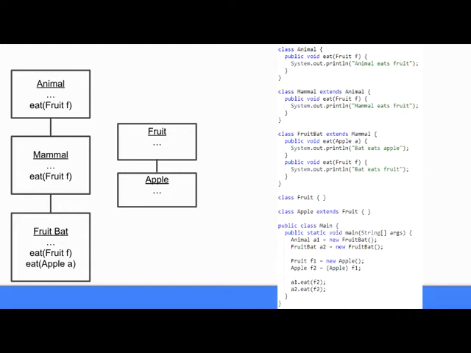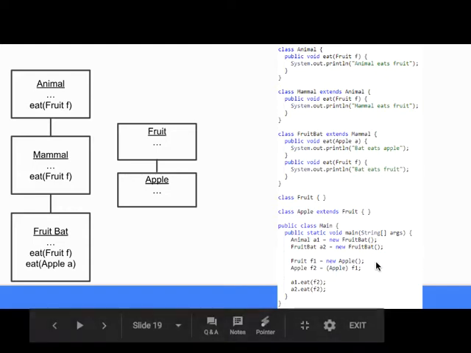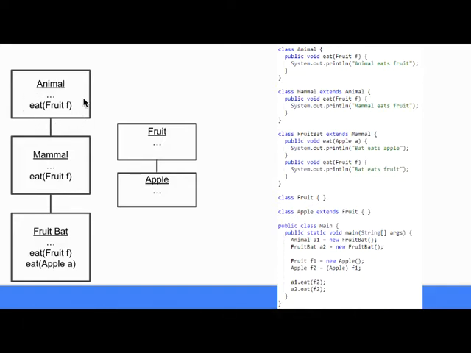All right, guys, let's reconvene. So, in this line right here, a1.eat(f2), we check to see if the static class of a1, Animal, contains a method called eat that can take in the static class of f2, which is Fruit. Which is Apple. The static class of f2 is Apple, guys. So, we look into the Animal class. Does this class contain a method called eat that can take in an Apple? Yes, it does. eat(Fruit f).